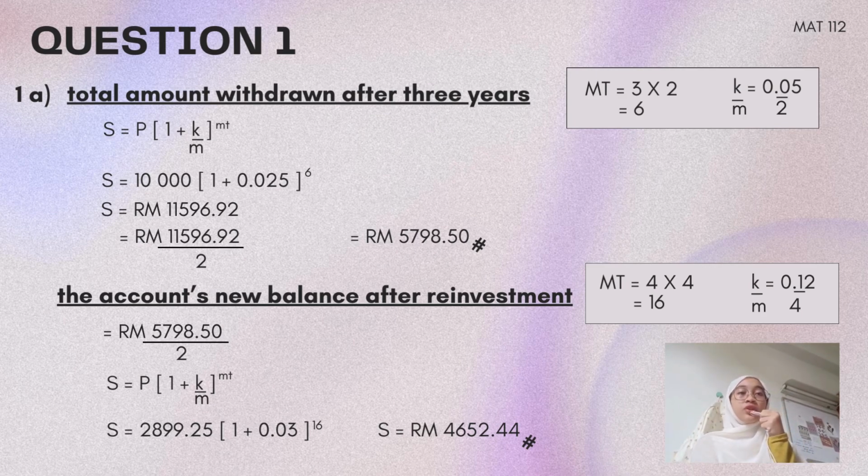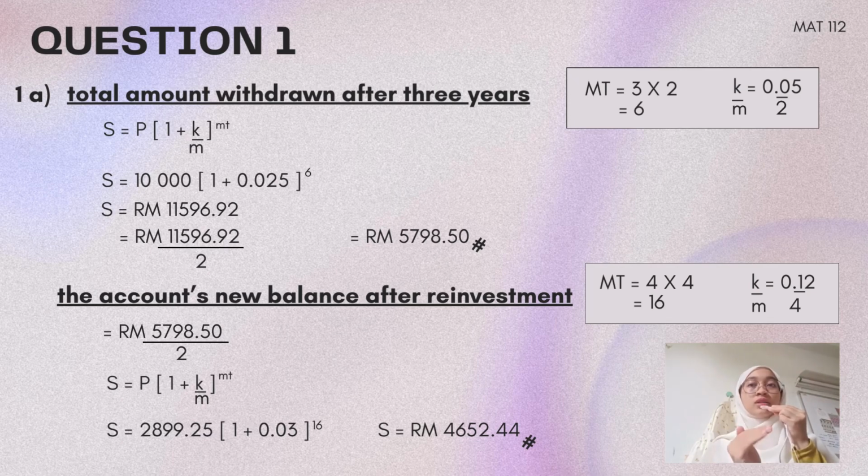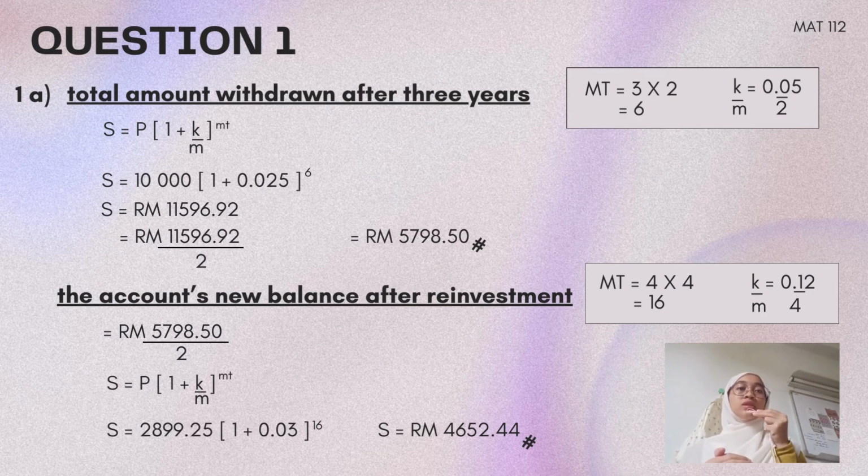For the account's new balance after reinvestment, the question stated that Malik reinvested the other half of the money that he withdrew, which is why we divide the 5,798 ringgit 50 cents by 2. We calculate the answer using the formula S equal to P bracket 1 plus K over M bracket MT. Since the money is reinvested for another 4 years, the MT will be 4 multiplied by 4 equal to 16 and K over M equal to 0.12 over 4. To find S, the P will be 2,899 ringgit 22 cents, and then bracket 1 plus 0.03 bracket 16. After that, we get S, which is 4,652 ringgit 44 cents.